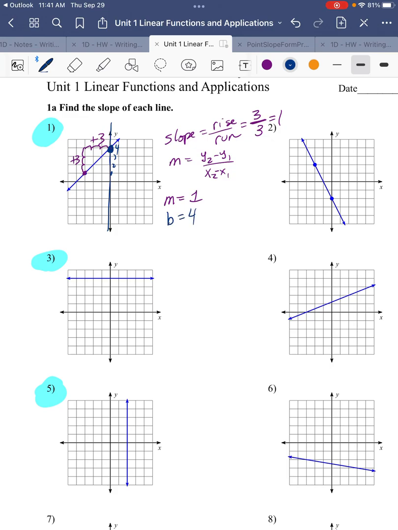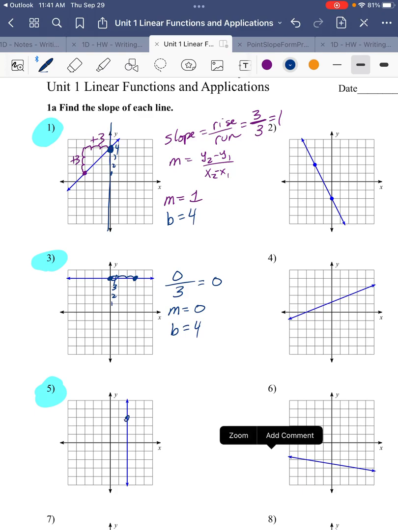For number 3, looking at the slope, pick your 2 points, any 2 points you want. I'm going to go up 0, and I'm going to go right 1, 2, 3. Can I do 0 divided by 3? Yes, the slope is 0. The y-intercept will be 1, 2, 3, 4. So then this y-intercept is 4 also.